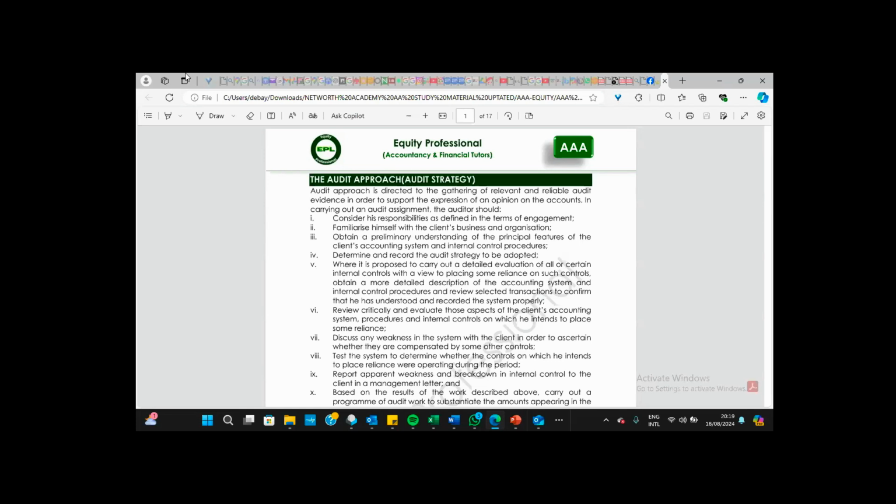Okay, so what we are saying here is that this strategy entails how the auditor wants to go about the engagement. Now, the auditor should consider the responsibilities as defined in the letter of engagement. Then the next thing he needs to do is to familiarize himself with the client's business and organization, because you cannot audit what you don't understand. So you have to get yourself familiar with how the business process operates. Then the next thing you also need to do is to carry out what we call a preliminary audit risk assessment.